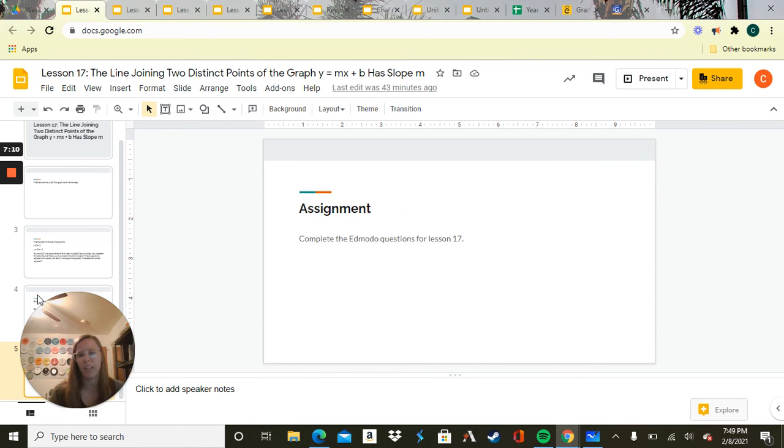So your assignment is to complete the modal questions for lesson 17. There will be some questions that ask you to solve for y and then determine the slope. Some you will just have to look at to determine the slope. Some you might have to use ordered pairs with p2 minus p1, which again is y2 minus y1 over x2 minus x1 to solve for the slope.